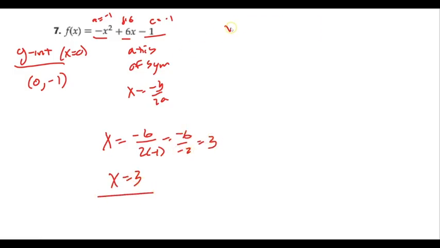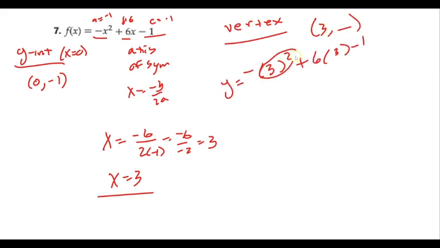Then my vertex, I have the x value already. I just got to find the y. We're always just plugging into the equation. This goes first. It's 9, and then the negative on the outside is -9 plus 18 minus 1. That's 9 minus 1, which is 8. So that's my vertex. And then if we're going to graph it, there we go.